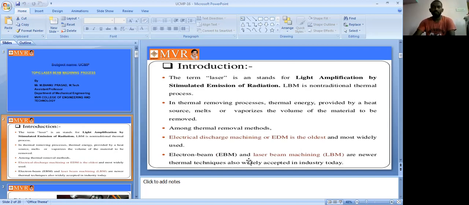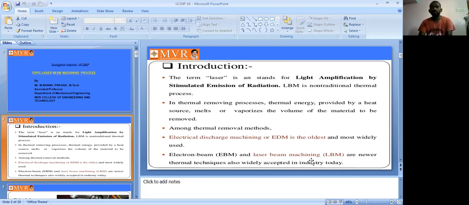Next is electron beam machining, EBM. Electron beam machining and laser beam machining, LBM, are newer thermal techniques. They are newly developed and widely accepted in industry today. From today onwards, we will mostly use these newest machining operations, such as laser beam machining.